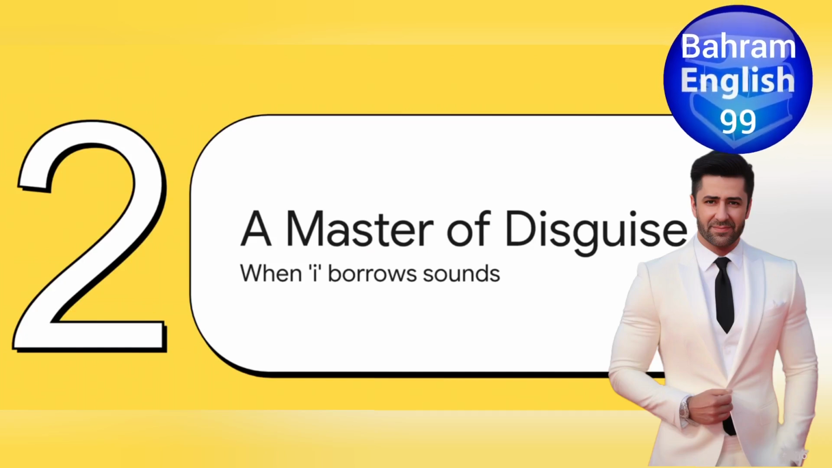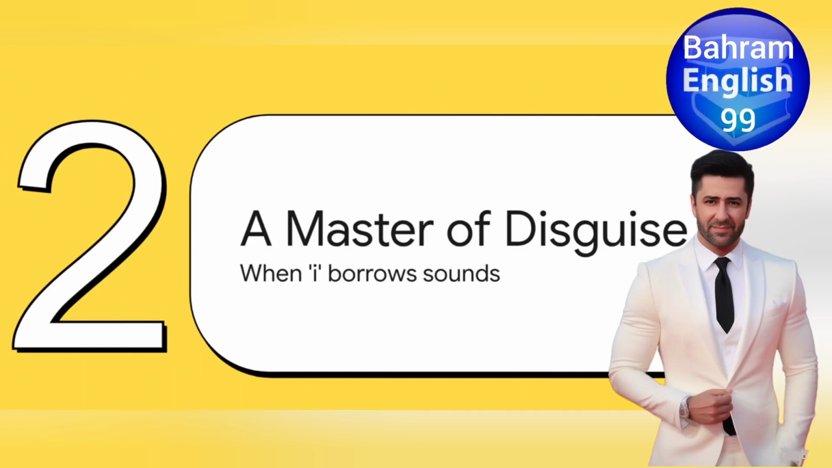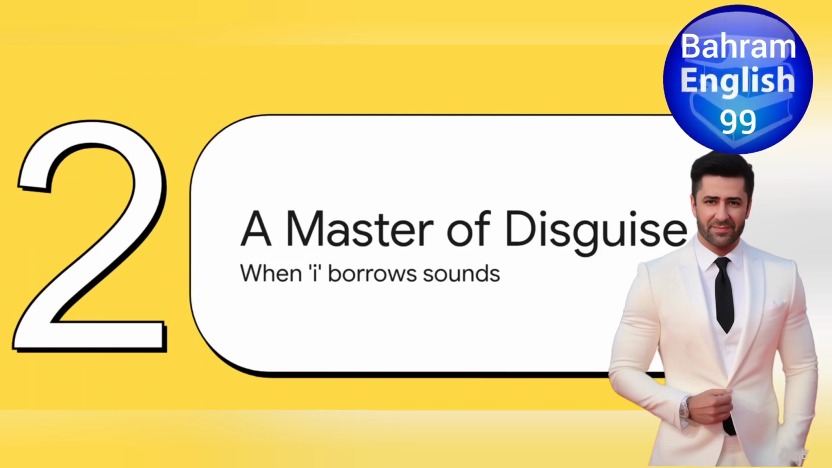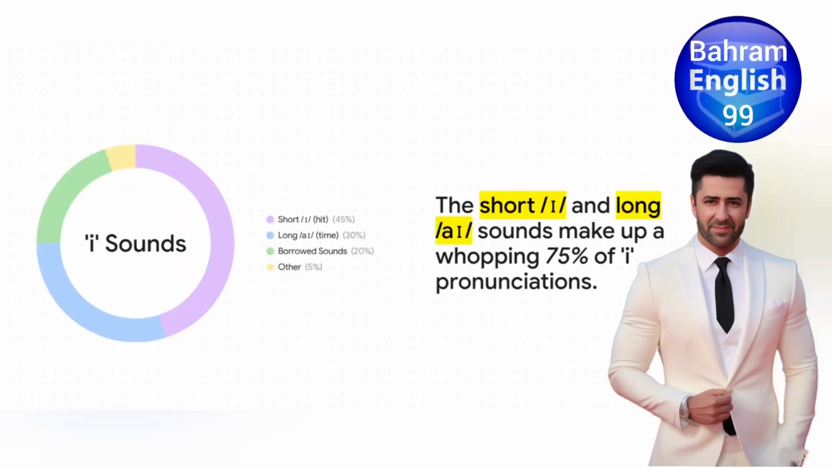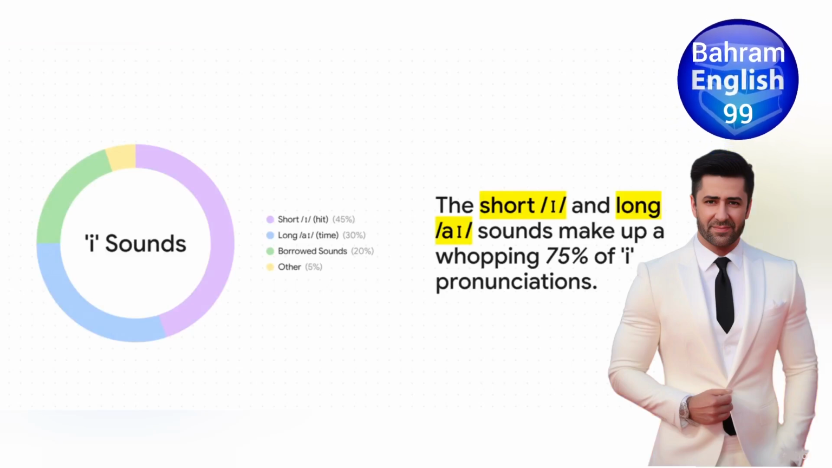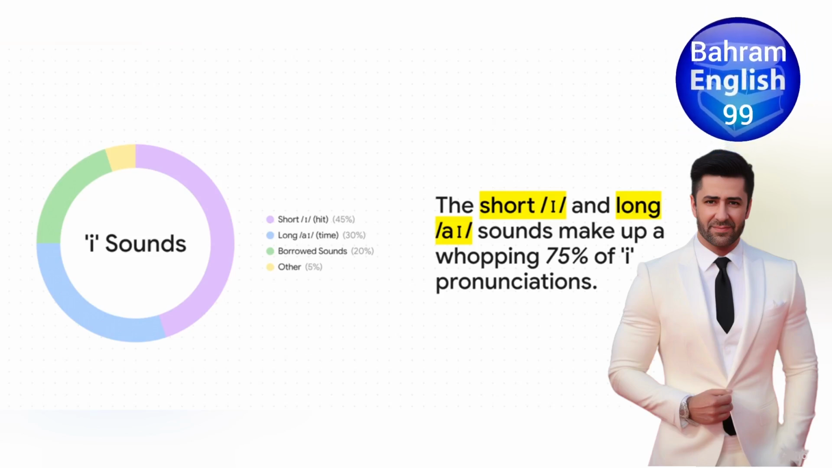All right, now for the plot twist. The letter I is not happy with just its two main sounds. Oh no. It is a true master of disguise, and it loves to borrow sounds from other vowels. Let's take a look at just how often it does this. This chart really helps put things in perspective. As you can see, the short I and the long I sounds make up a massive 75% of all the pronunciations.